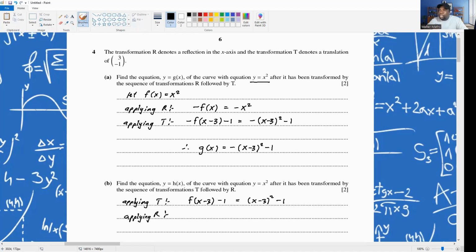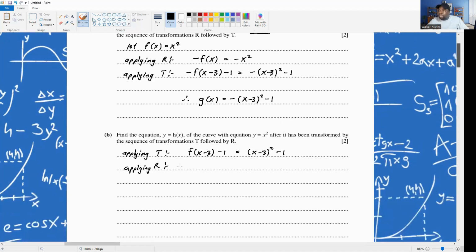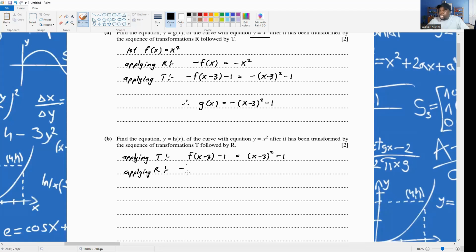So we're just multiplying the function by -1. So it'll be minus of whatever we have. It's minus of f of x minus 3 minus 1. Sorry, let me use the right bracket. So this is going to be minus of this whole thing of x minus 3 squared minus 1, which therefore will give us h of x as they require. It will be minus of x minus 3 squared plus 1. So that's h of x right here. So that's how you do it with these questions right here.